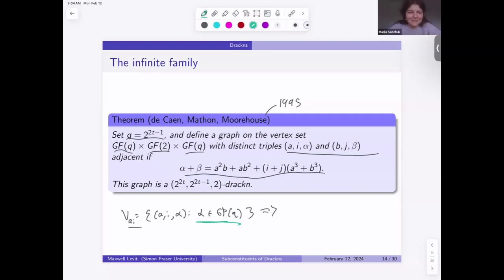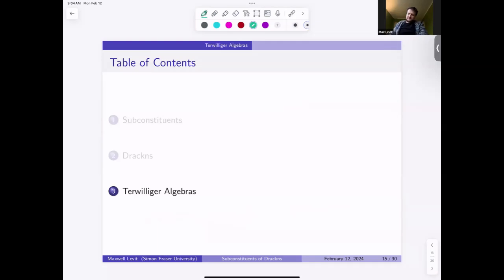Yes. Okay. So I was just saying that these define the fibers or the color classes. So this set gives the color classes in this cover. I was just saying that to give some more context for the result. Okay. All right. So that's my sort of background on Drackns. Now I want to get into thinking about the algebras of these subconstituents via Terwilliger algebras. Any questions before I go on?